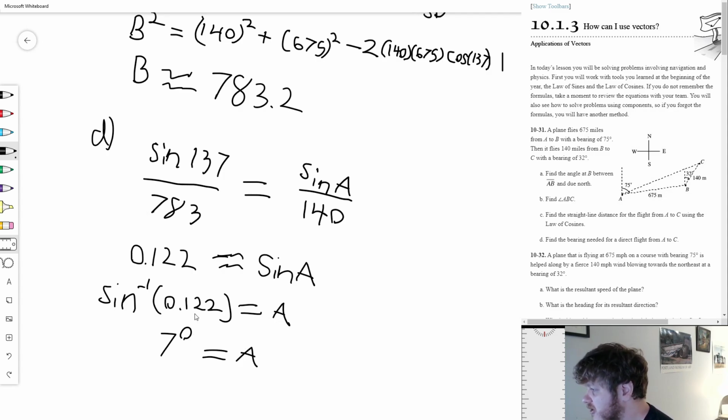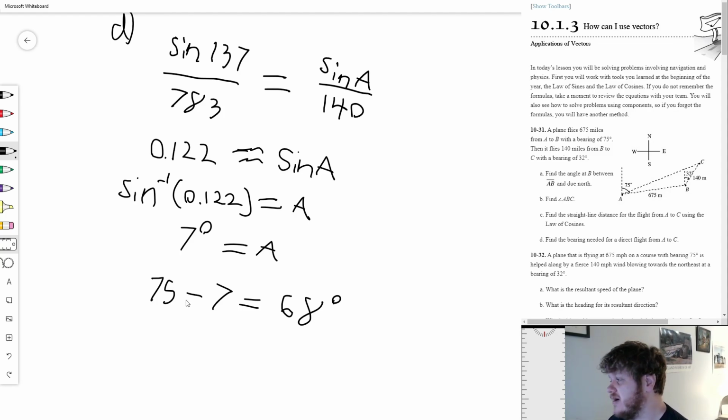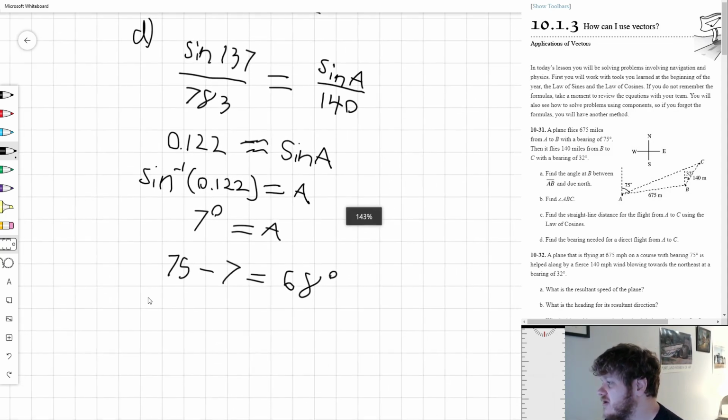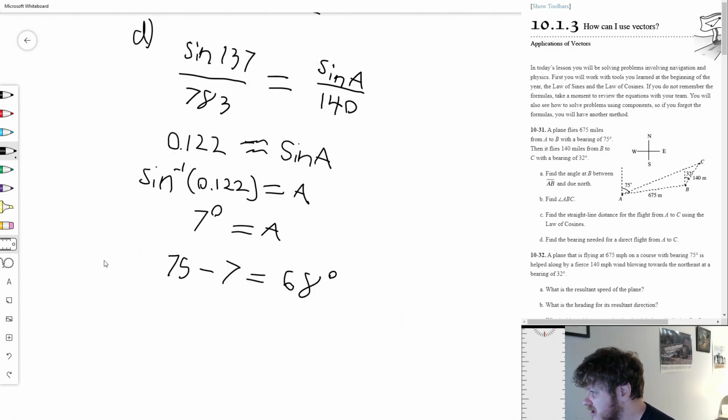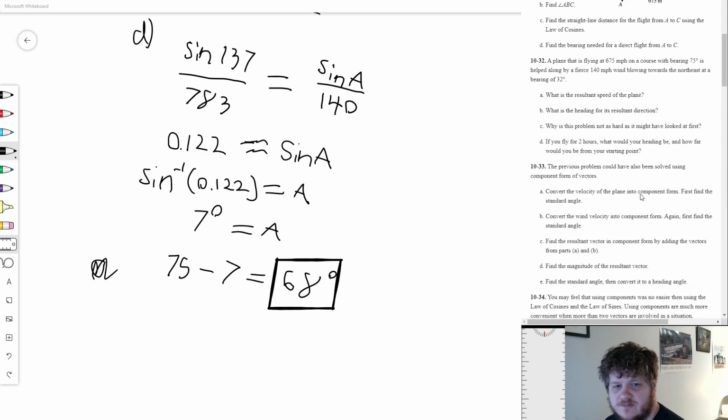Now, what we basically can do is for our new bearing, we would have, oh, lost my pen. We would have 75 minus 7 equals 68 degrees. So we have about 68 degrees as our bearing. So that would be our answer for D, 68 degrees, thereabouts.